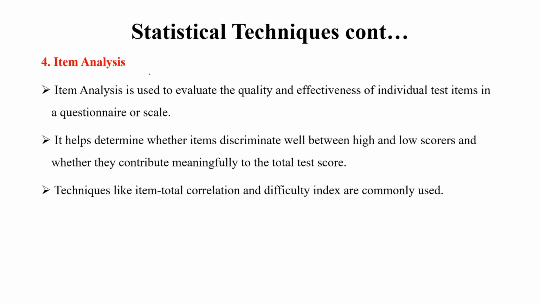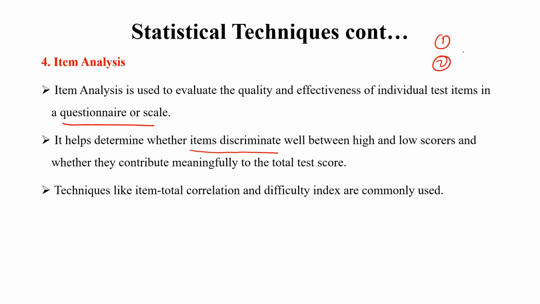Moving on to item analysis. Item analysis is used to evaluate the quality and effectiveness of individual test items in a questionnaire or a scale. Item analysis is one of the major steps in tool construction. Under item analysis, we have many things such as item discrimination, item total correlation, difficulty index, etc. Basically, the use of item analysis is to identify if a certain item is good enough to be used in a test.